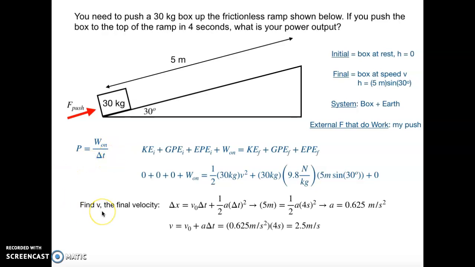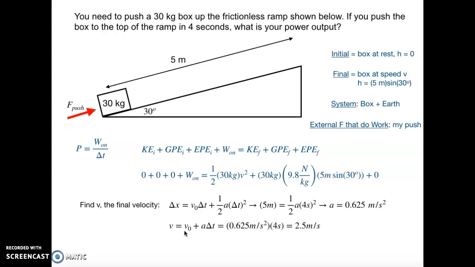So let's find the final velocity or the final speed. For that, we can go back to kinematics. So we know that displacement equals initial velocity times change in time plus 1/2 acceleration times change in time squared. Well, the displacement of the box will be 5 meters. That's the distance it travels along the ramp. The initial velocity is 0, so we get 5 meters equals 1/2 acceleration times the 4 seconds it takes to push the box up the ramp squared. That gives us a value for acceleration.